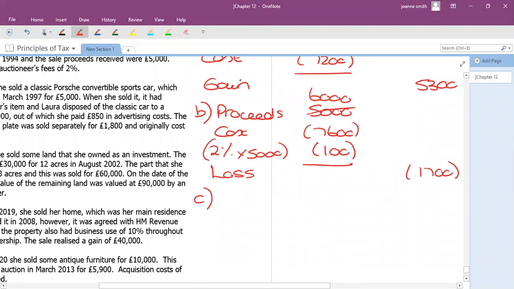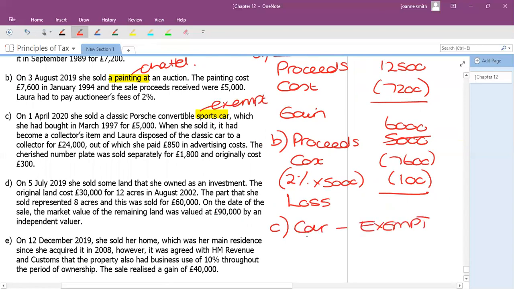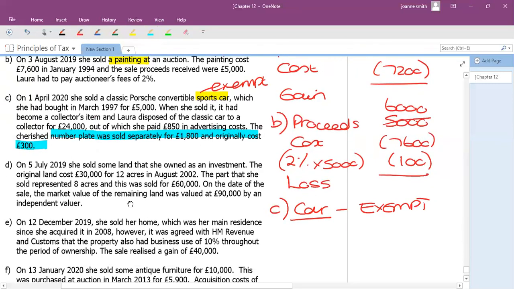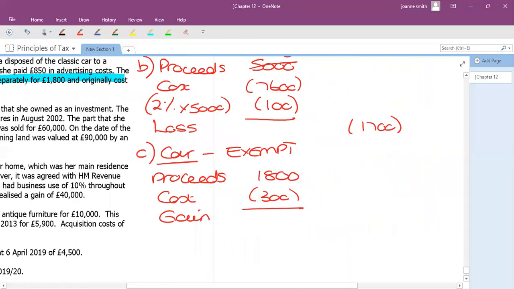For C, we sell a classic sports car. It doesn't actually matter what type of car it is. The car itself is exempt, but you must say in your answer that that's how you're treating it. Don't just ignore it, say that's what you're doing with it. But if we read a little bit further, in the last sentence it says you've got a number plate, and a number plate is chargeable. So although the sports car is exempt, the plate isn't. Proceeds 800, original cost is 300, and that gives me a gain of 1,500.